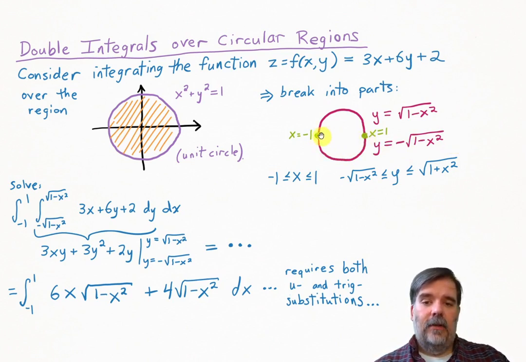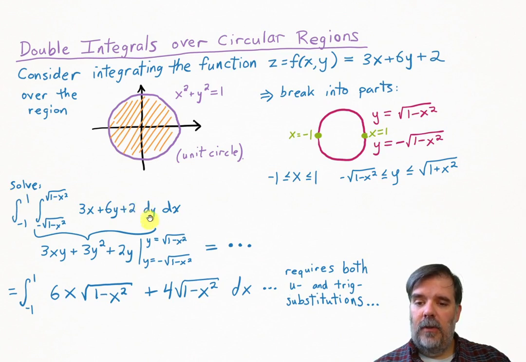And the x values, well, this is a unit circle with radius 1. So the boundaries on x, the numbers, will be x equals negative 1 to x equals positive 1. So there are our boundaries. x goes from negative 1 to 1. Then y goes in between these two functions. So we set up a double integral that we would need to solve to calculate the volume.